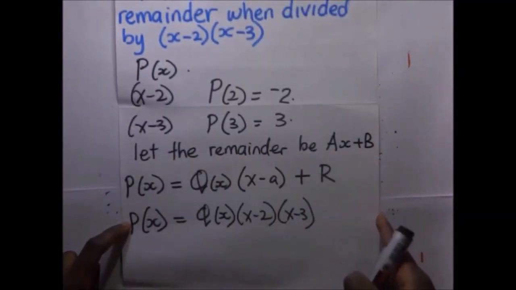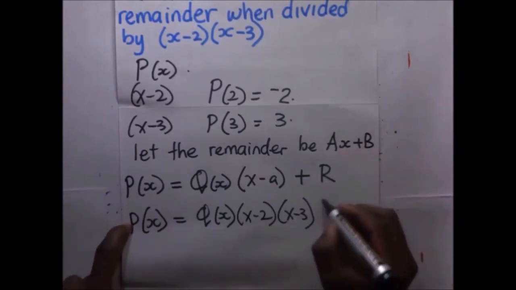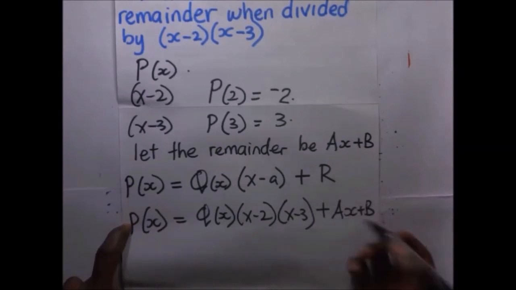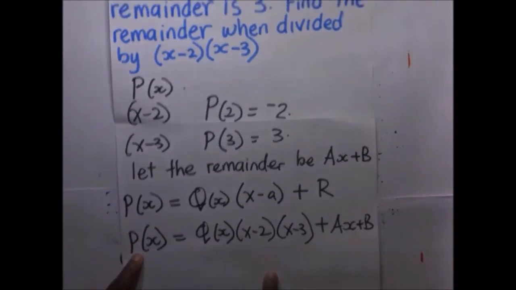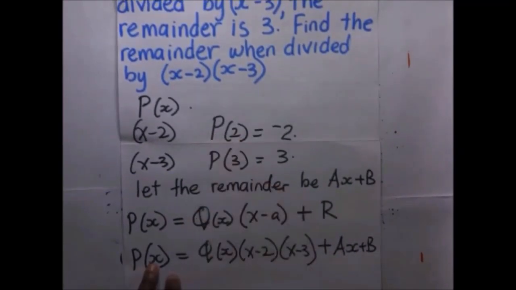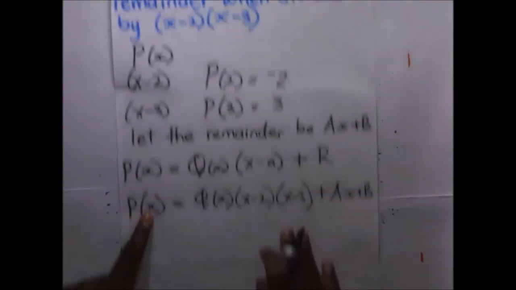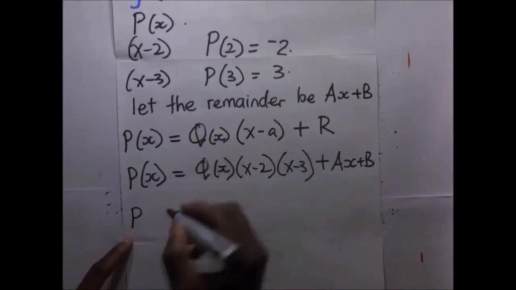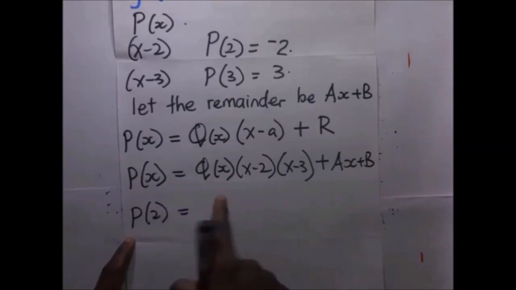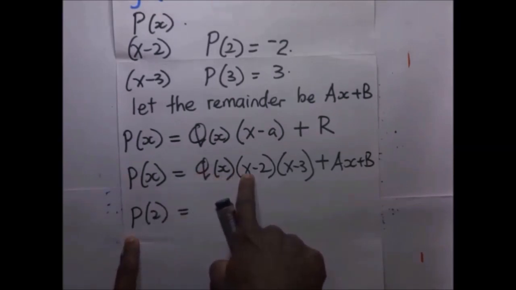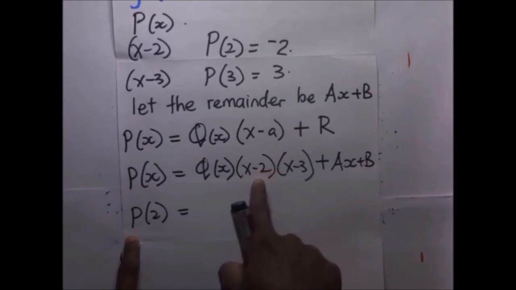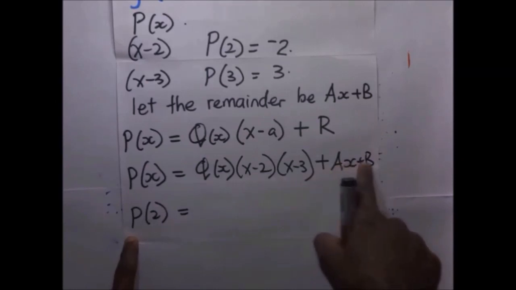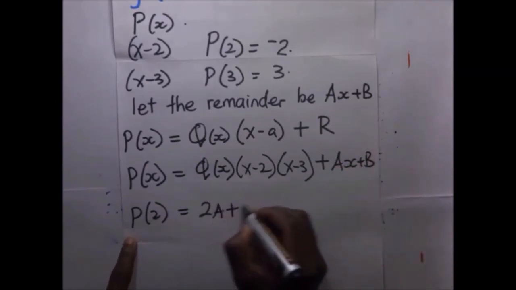Since they're asking us to find the remainder, we are tasked to look for the values of a and b. That's going to be plus ax plus b. As simple as that. So when x is 2, we substitute 2 here and formulate an equation. For the value of the polynomial p of 2, that's going to be equal to, when we put 2 here, 2 minus 2 is going to be 0. So 0 times this whole term, this whole term dies. So we remain with this, which is going to become 2a plus b.